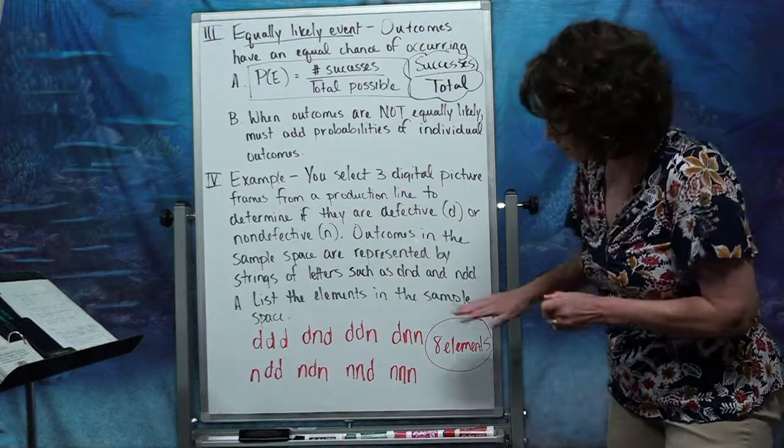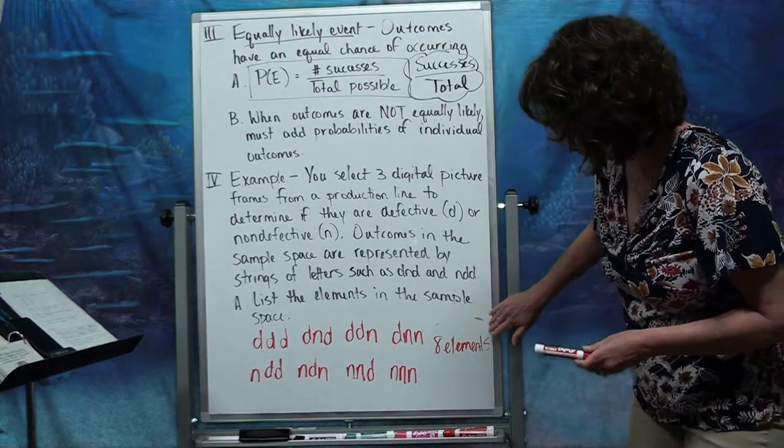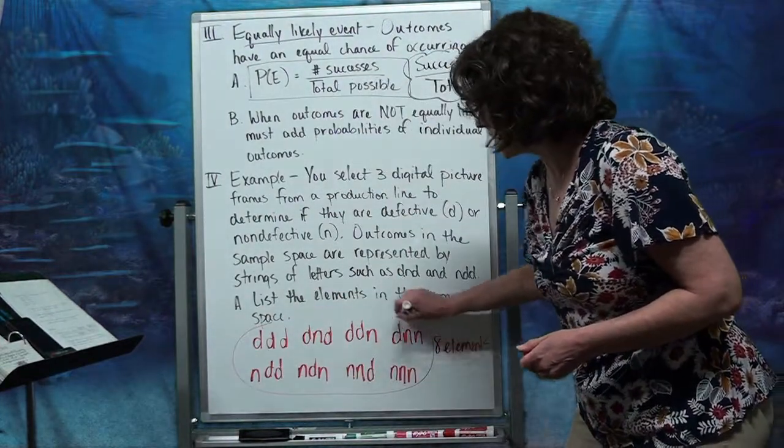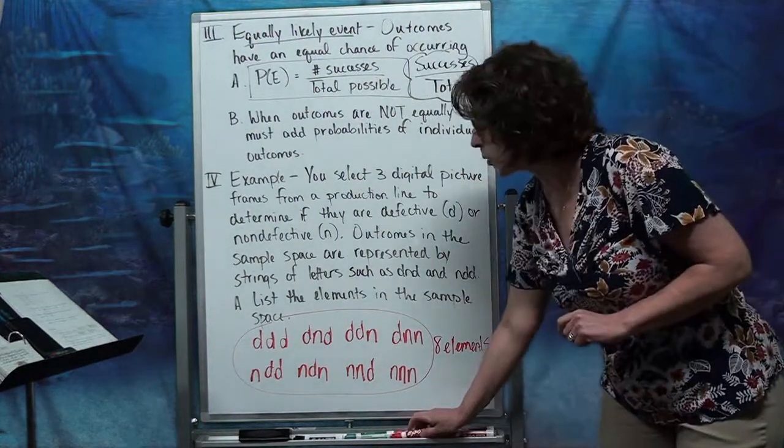Now, honestly, I should not have circled that because I was not told to count how many elements. I was told to list the elements. So truthfully, this would be my answer, listing all those elements. This is just saying how many they are, which is going to be important in the next couple of questions.